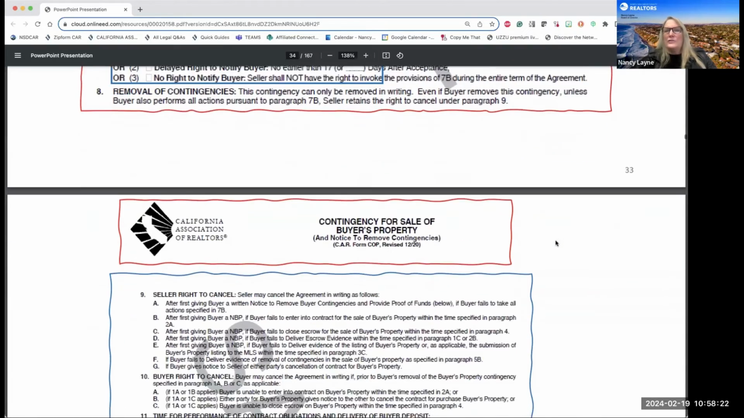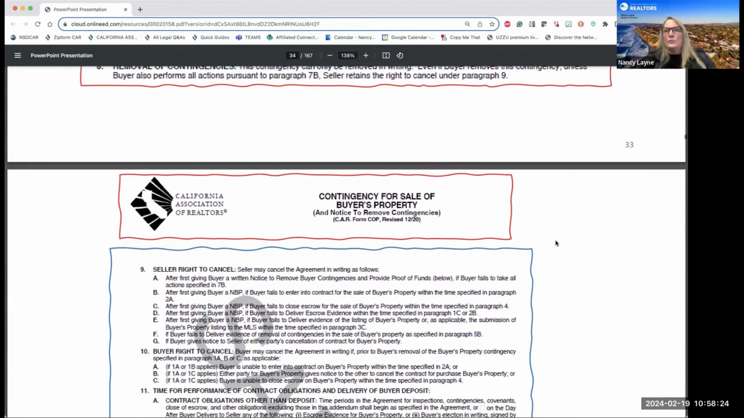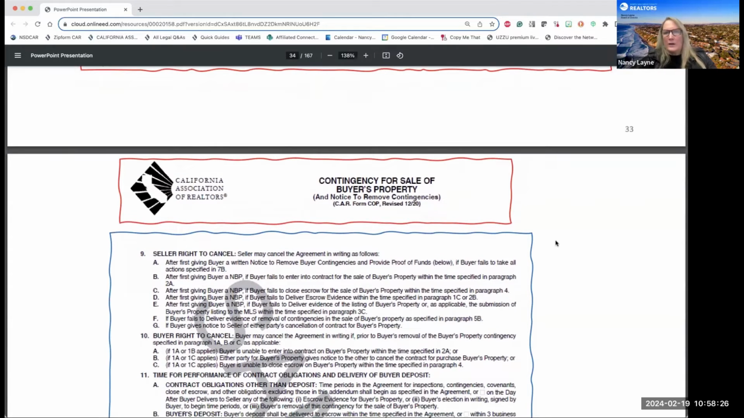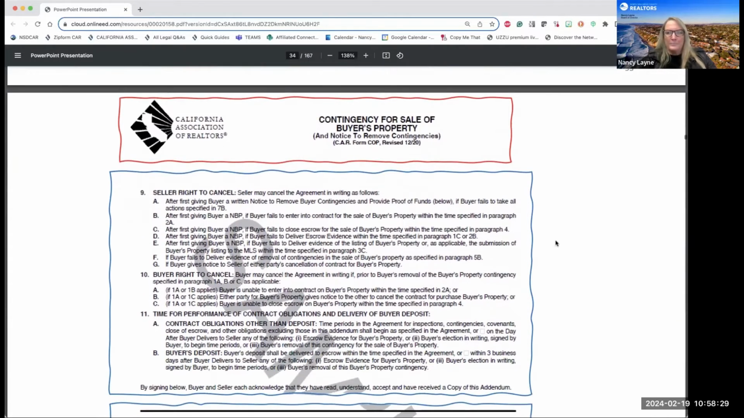So you want to make sure that your sellers understand that it isn't that we get to keep their money and get the second buyer. No, you just get to let them out of the deal.